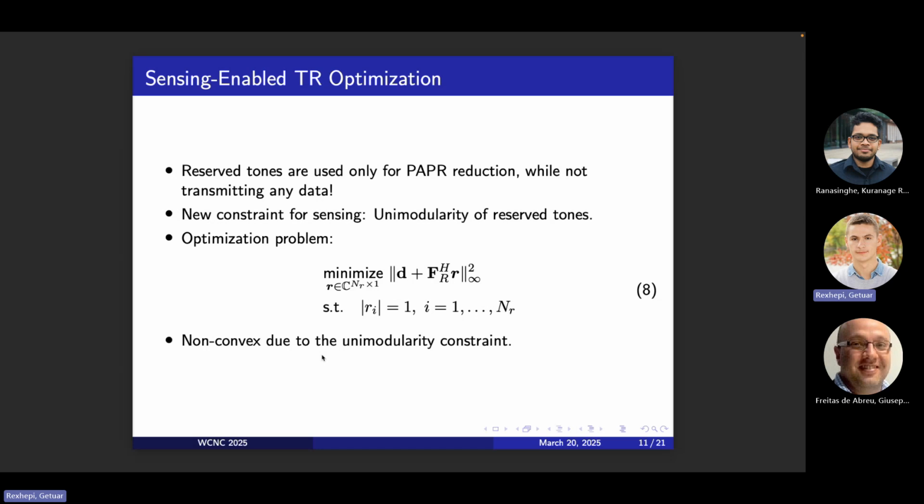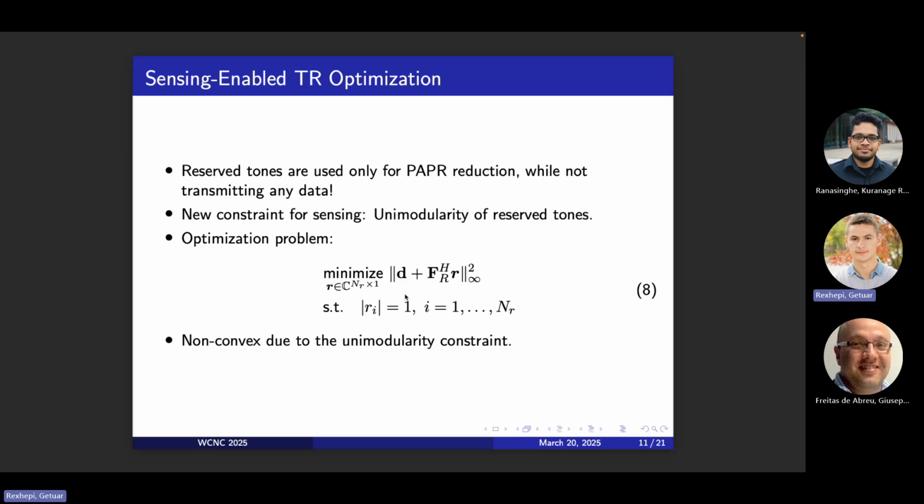However, from the discussion of ISL and autocorrelation, we understood that for minimal ISL, we should have unimodular reserved tones or unimodular symbols. Only then, and there are proofs for this, can we have minimal side lobe level. Now, inspired by this, we can formulate a new tone reservation problem as seen in equation 8. So we have the same objective, but now the power budget is not there as it is constrained by the unimodularity of reserved tones.